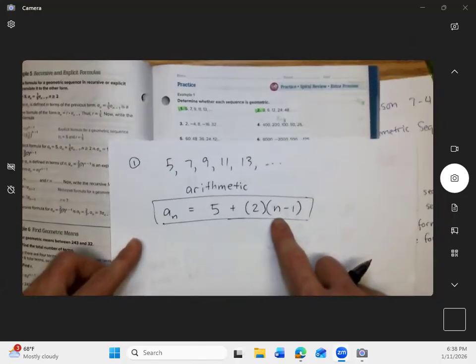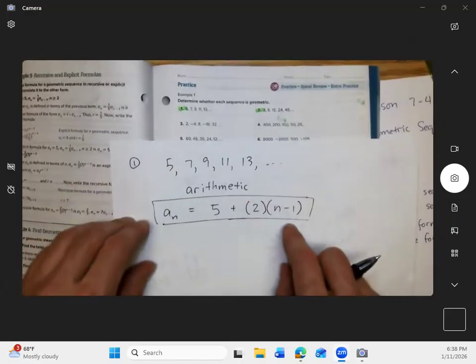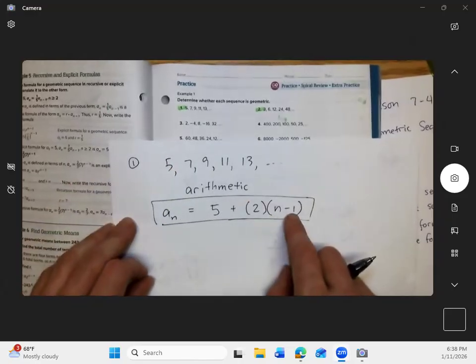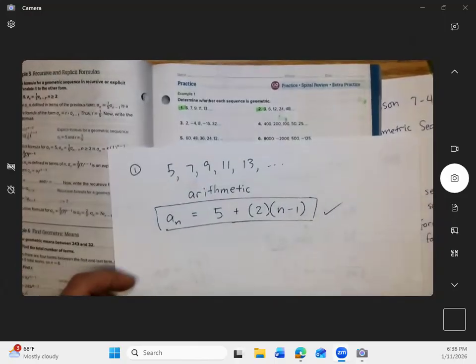Let me test this. Does this work? So the first term, 1 minus 1 is 0. The series gives you 5. Yep. How about the second term? 2 minus 1 is 1, times 2 is 2, plus 5 is 7. Yep, that checks out. Okay, so arithmetic, not geometric.